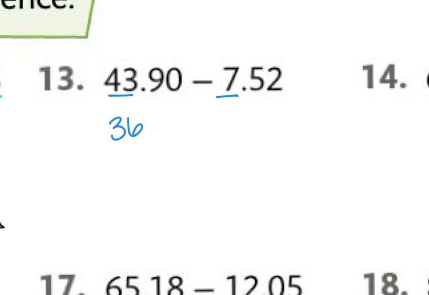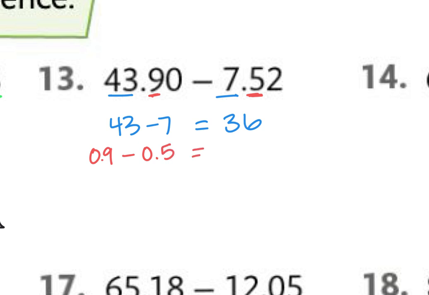Actually, let me write this. So we have 43 minus 7 equals 36. Now we can go ahead and move to the tenths. So I have 9 tenths minus 5 tenths, and that is a nice and beautiful 4 tenths.